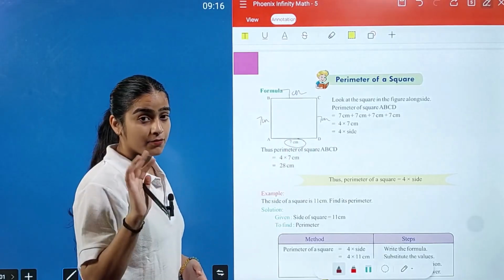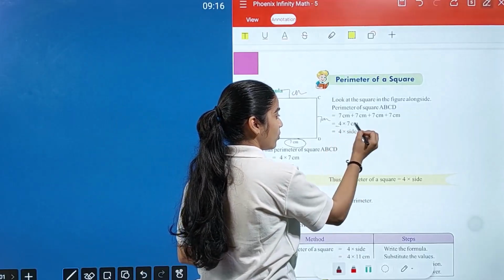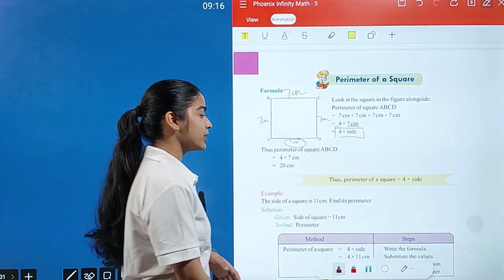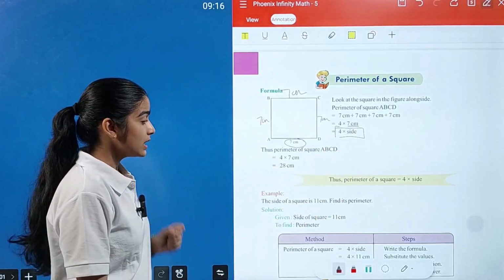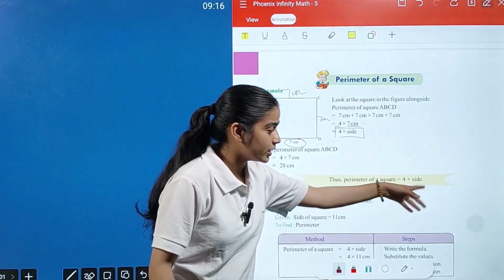How many sides do we have? 4 sides. So what you have to do, simply you have to multiply 4 by 7. It means the formula is 4 multiply by side. You will get your answer 28 centimeter. Thus the formula of perimeter of a square is equal to 4 into side.